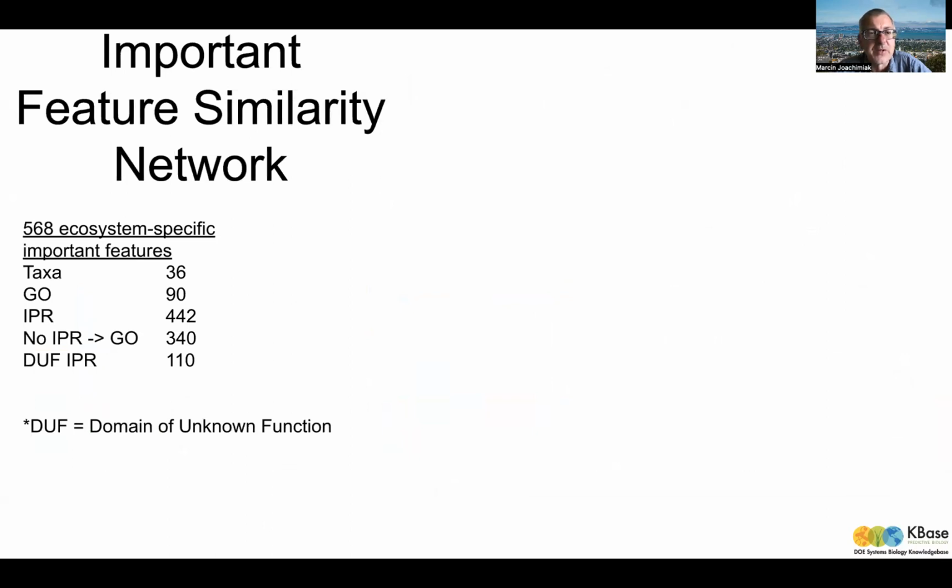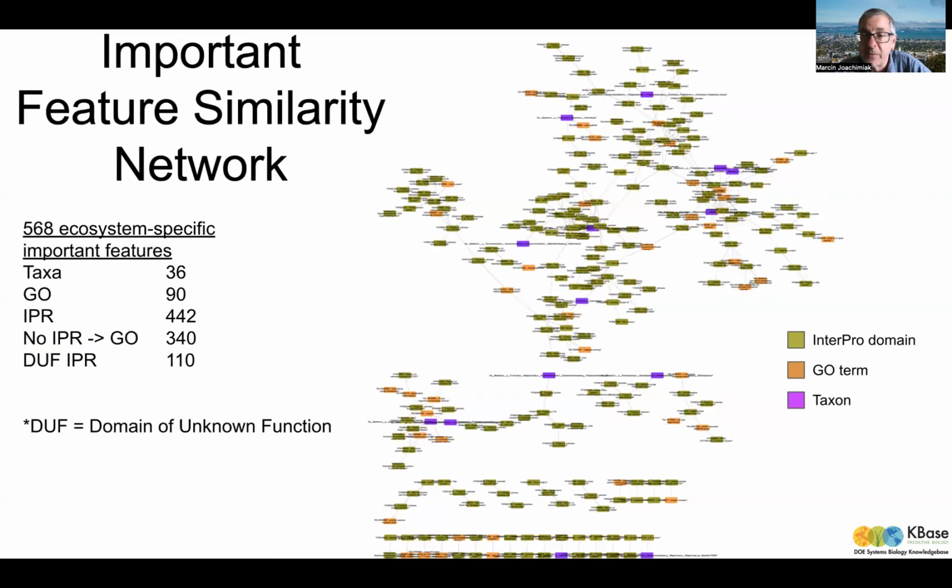So finally, we wanted to understand how these similar features and important features relate. And this is the breakdown of that feature set. You'll notice that about 20% of these are domains of unknown function. That is now an active side project as part of the knowledge engine work. But this is what the similarity network looks like.